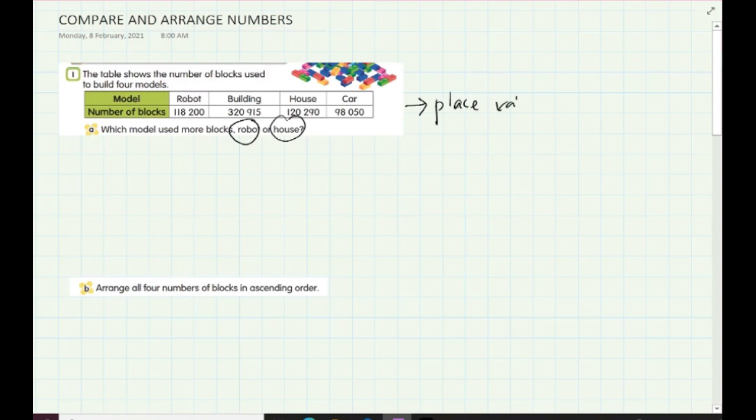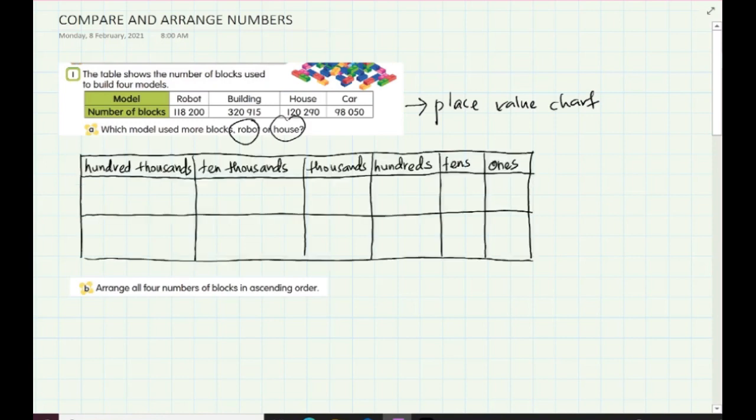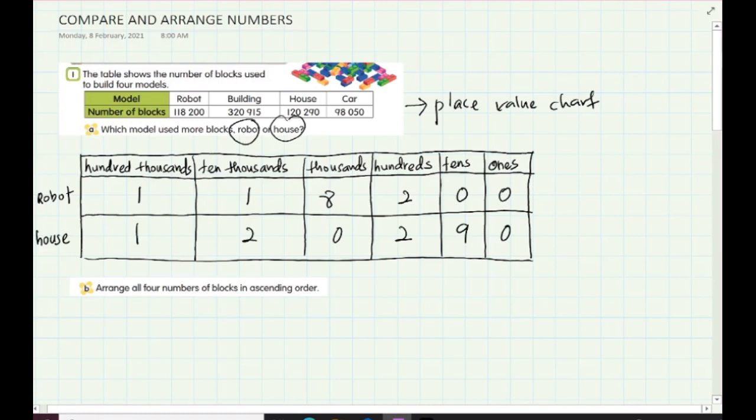Place value. Okay. We draw the table of place value. Okay. We fill in the chart according to the place value. I write down here for robot, and the number of blocks for robot is 118,200, and the number of blocks for house is 120,290. Okay, now.